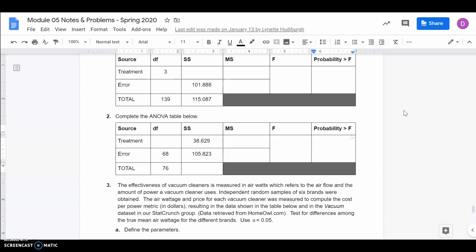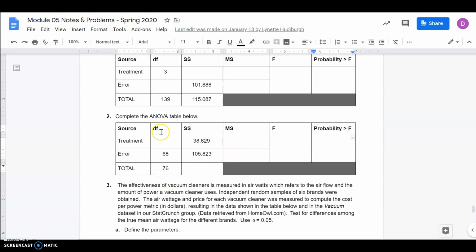Today we're going to walk through an example of how to fill out an ANOVA table. This is covered in the video lectures we use for the course, but there's a trickier part of this table that I want to go over.